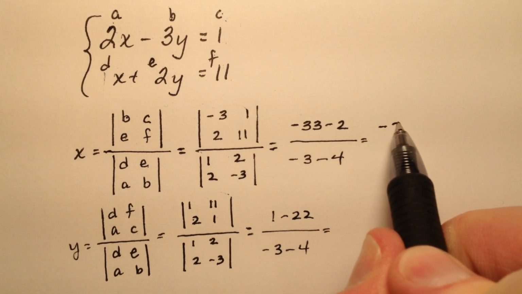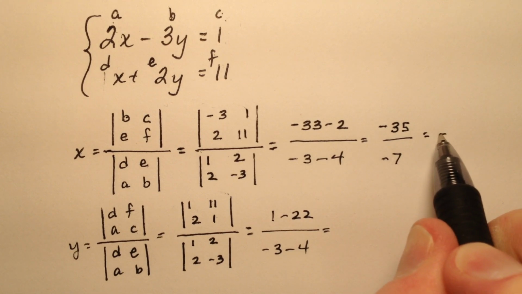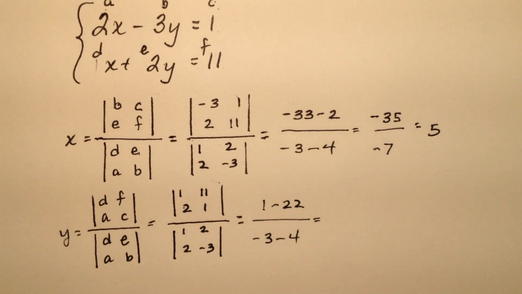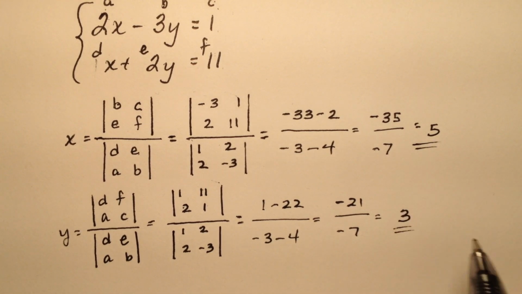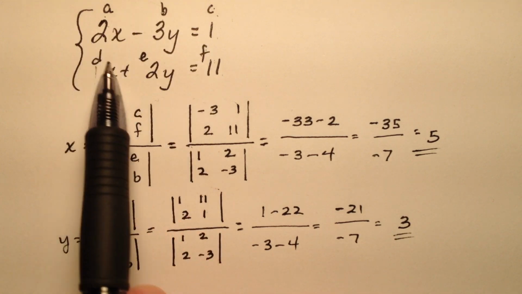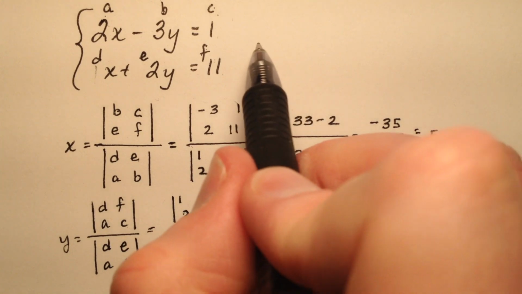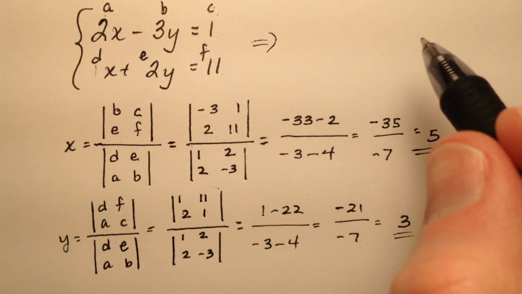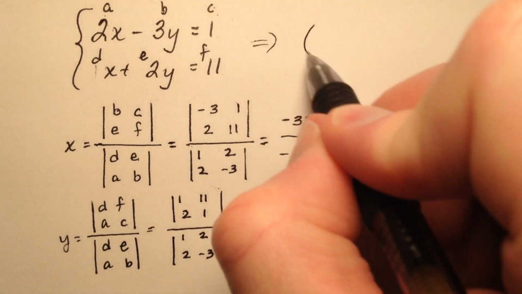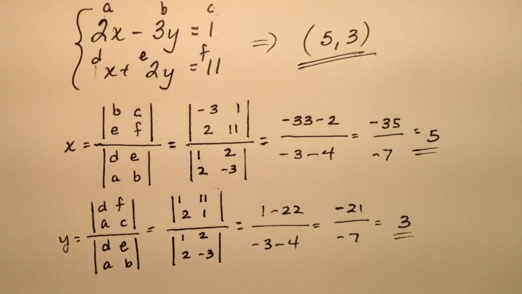On the top I have -35 over -7, which is going to be 5. And in the bottom I have a -21 over -7, which will be 3. So these values come out pretty nicely here. Cramer's rule is good, especially when you have a lot of fractions or decimals. They're probably much easier to work with in this context. So the answer then for this system will be the ordered pair x, y, which will be 5, 3. So that's the solution of that system of equations.